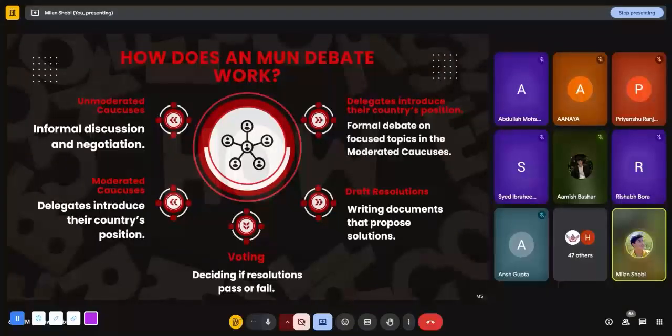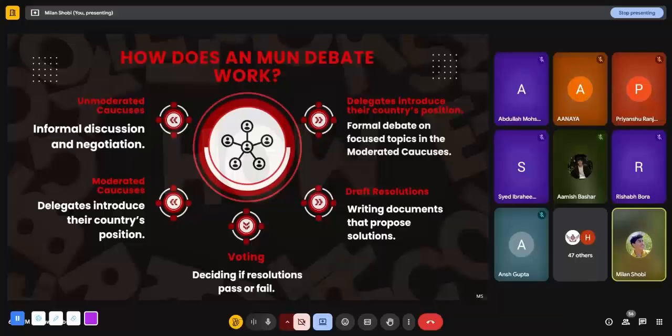The executive board, which is short for EB, does not mark you on how you perform in an unmoderated caucus. There are no speeches. There is just informal discussion between you and other team members.